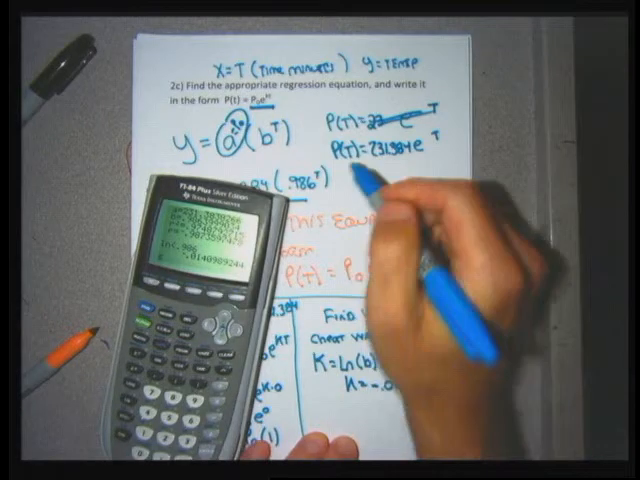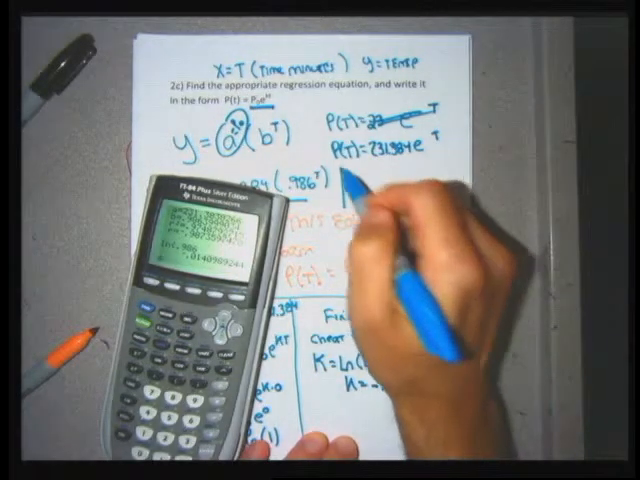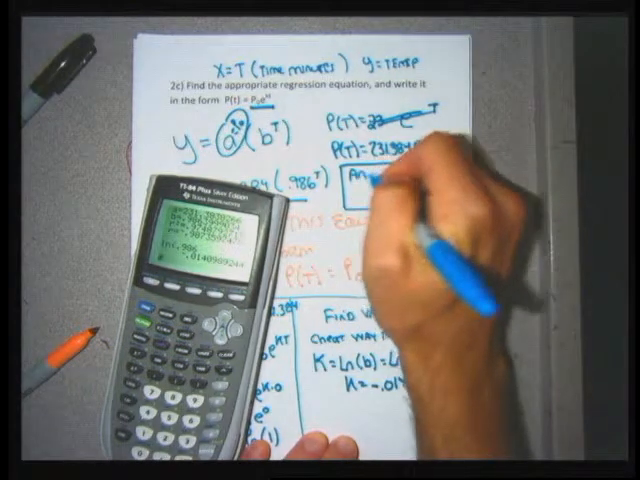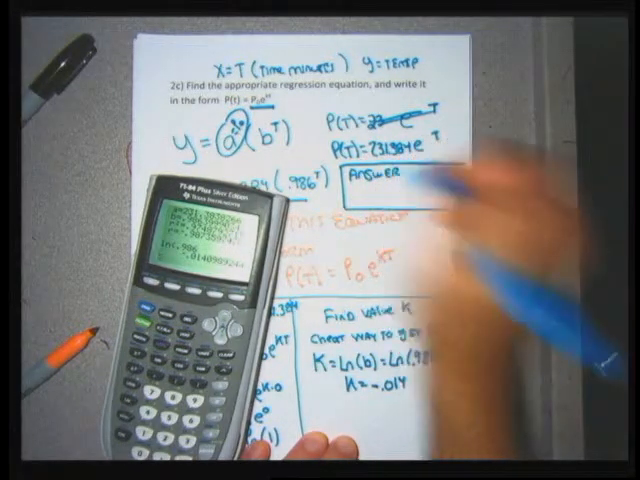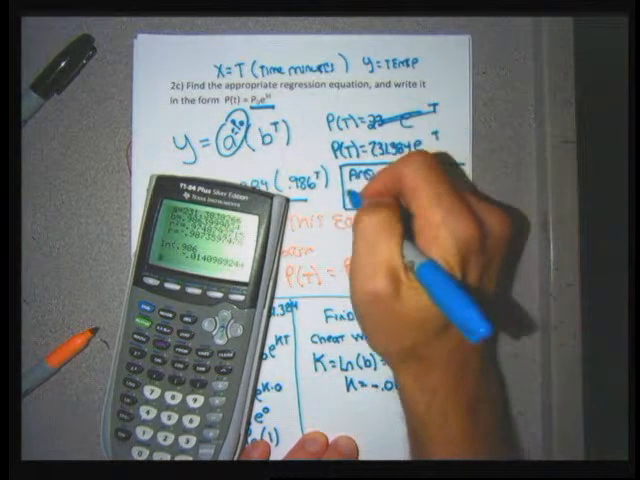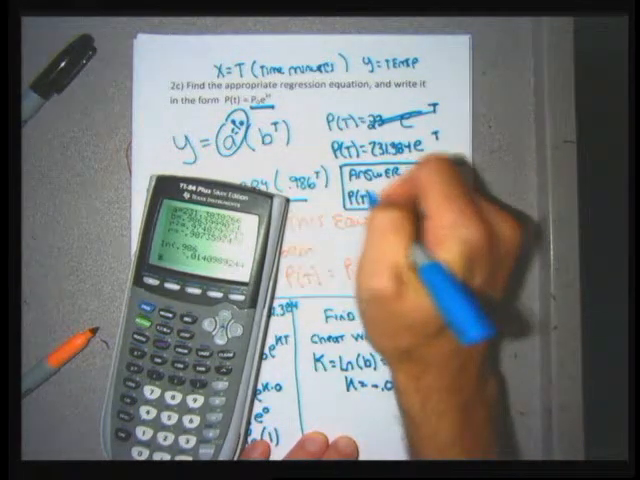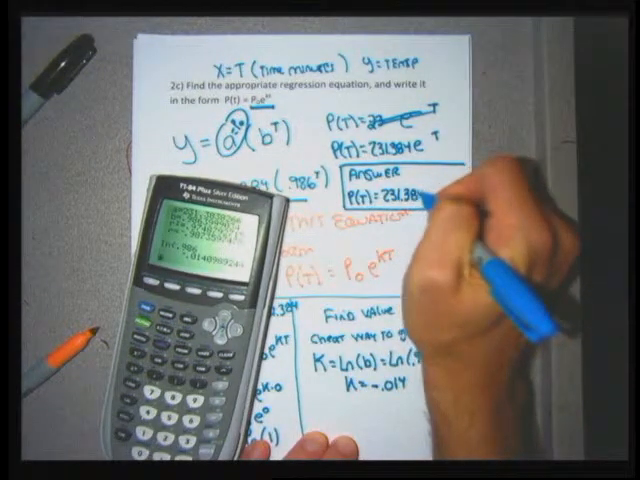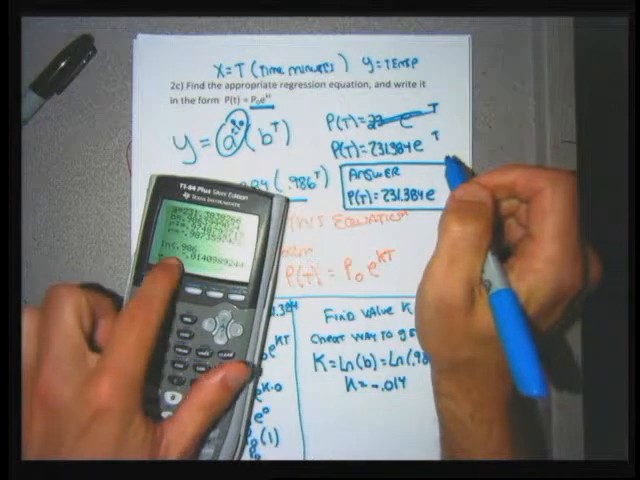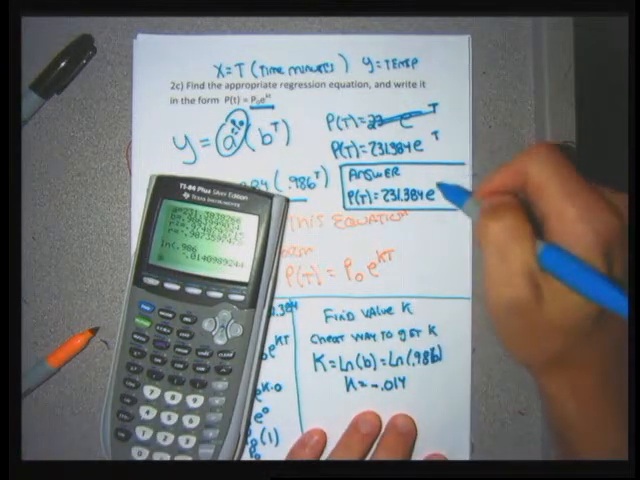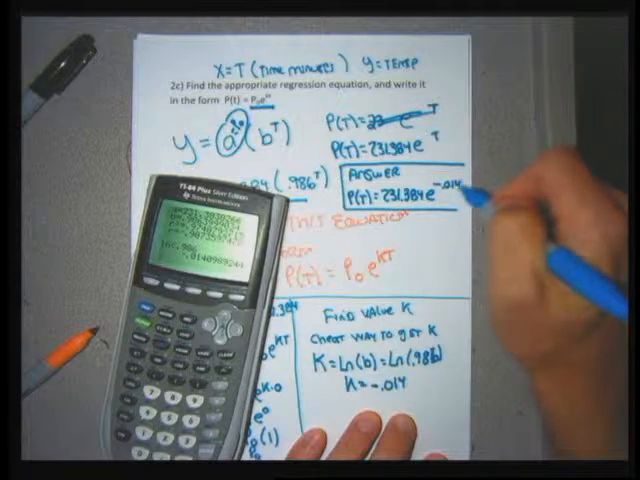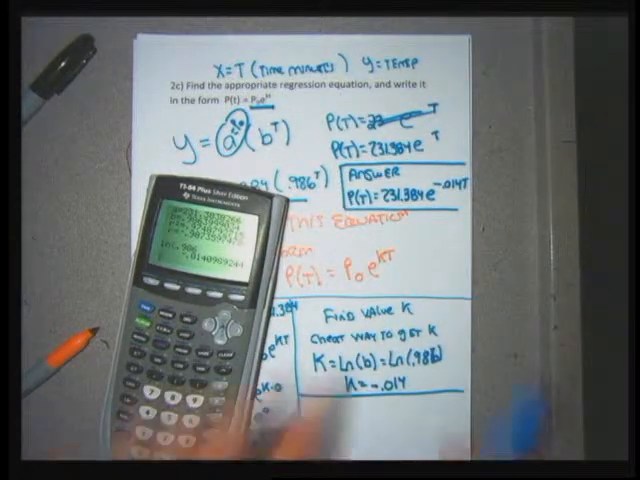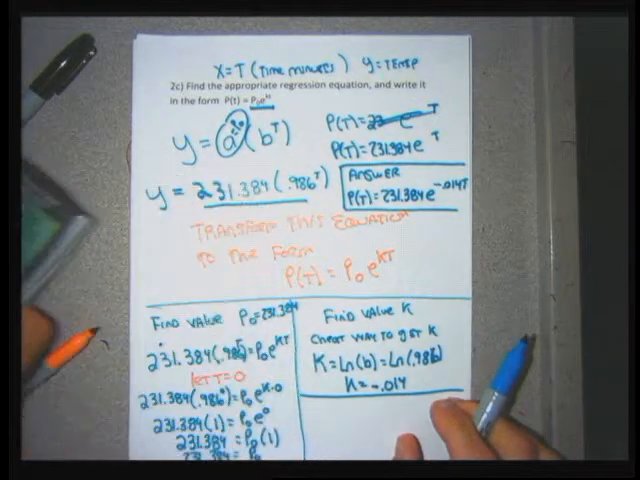So the formula, the appropriate regression equation, exponential regression, the answer for part 2C, the equation that I could use to make predictions about the engine temperature, is P of T equals 231.384 times e to the negative 0.014 T. To show you how to get the value of K, not doing the cheating way, it's similar to this.